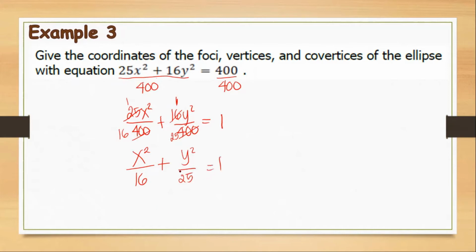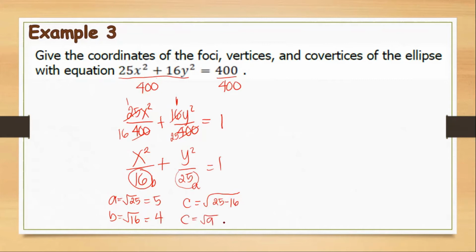And so if we are going to find our principal axis, it would be here. This is our A, and our B would be here. Okay, so therefore our A is equal to square root of 25, and that is equal to 5. Our B is equal to square root of 16, and that is equal to 4. And so our C is equal to square root of 25 minus 16, and that is square root of 9, which is 3. We have now our 5, 4, and 3, which are our A, B, and C. Now, it's easier for us to find the foci, the vertices, and the co-vertices. So, since we have our principal axis at y, our foci will be also at y.